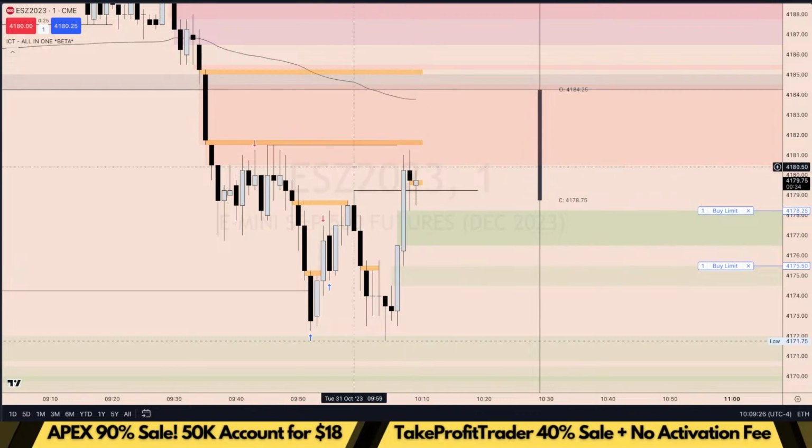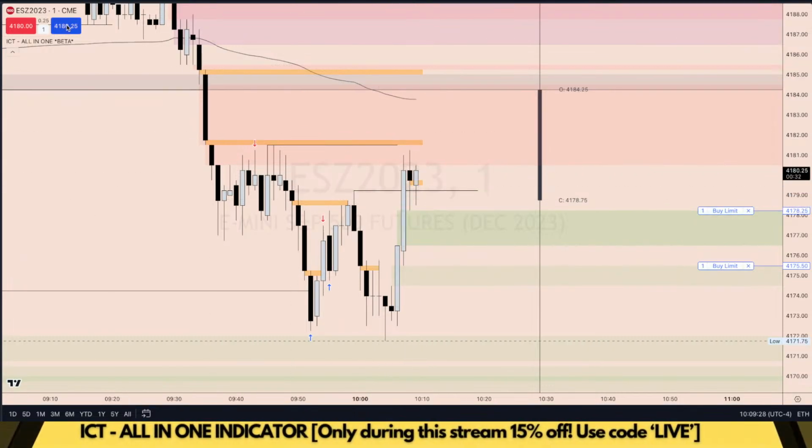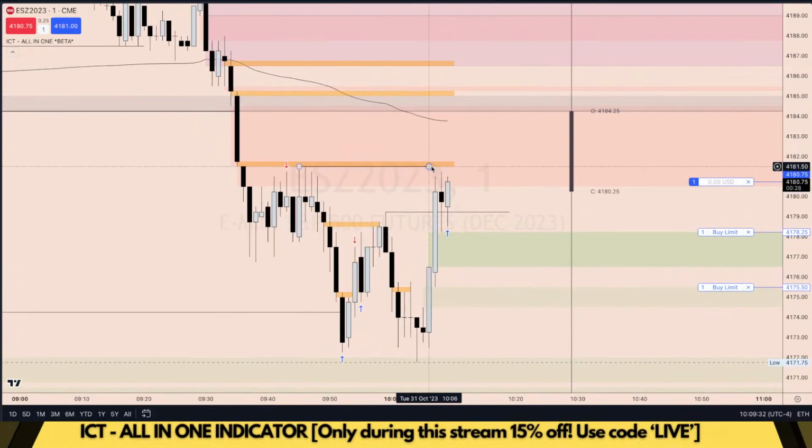We have our breaker block. Let's enter with market here. We have our buy side liquidity above this high. This becomes our market structure shift.